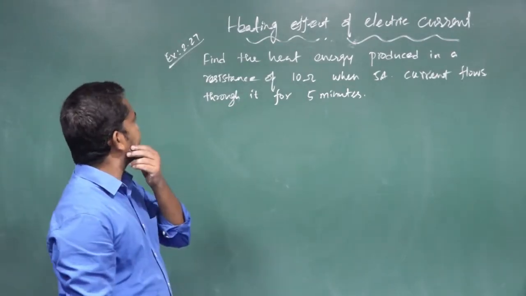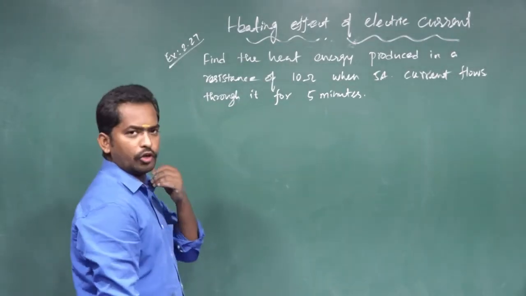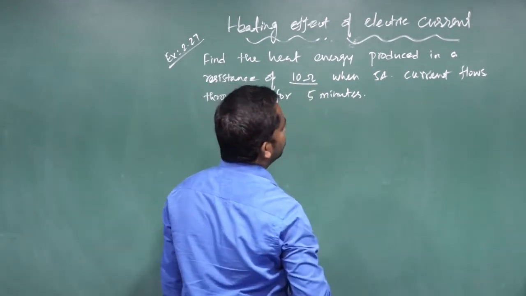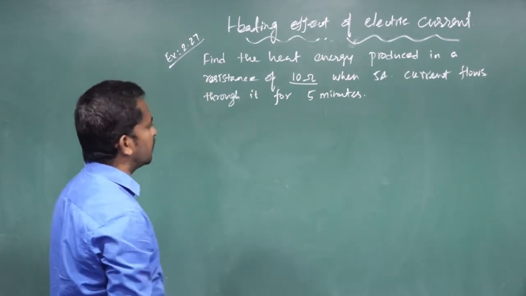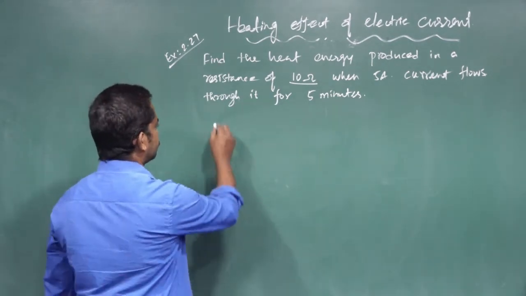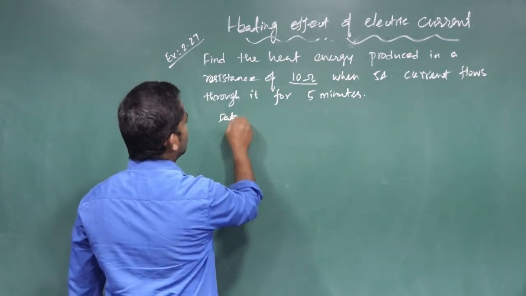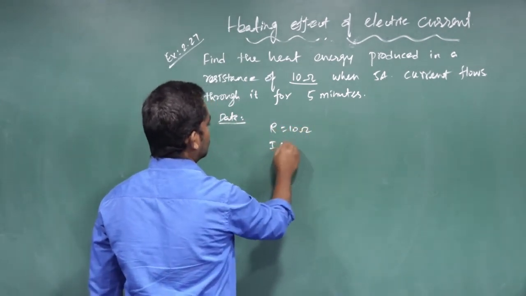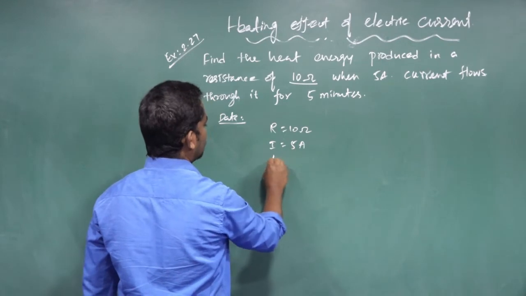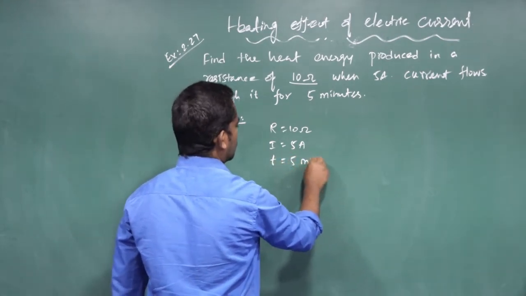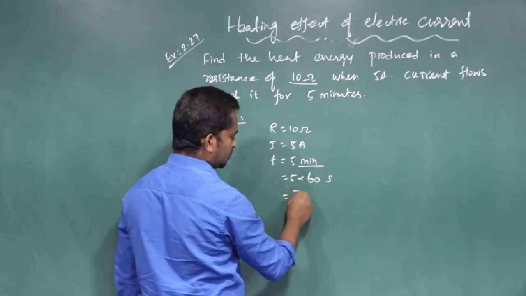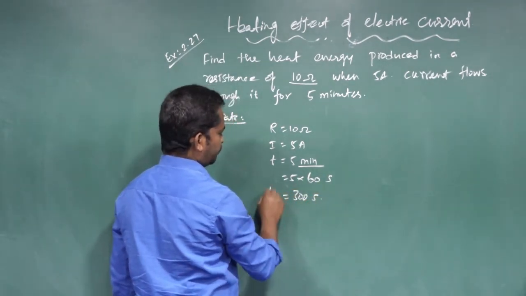So example 2.27. Find the heat energy produced in a resistance of 10 ohms when 5 ampere current flows through it for 5 minutes. What is the data? First of all, write the data. Resistance R is equal to 10 ohm, I is equal to 5 ampere, time t is equal to 5 minutes, which is equal to 5 into 60 seconds, which is equal to 300 seconds.